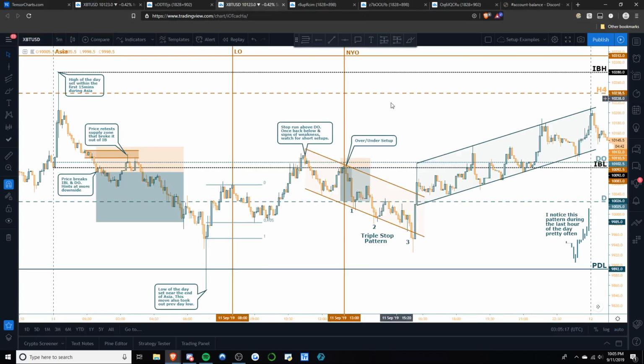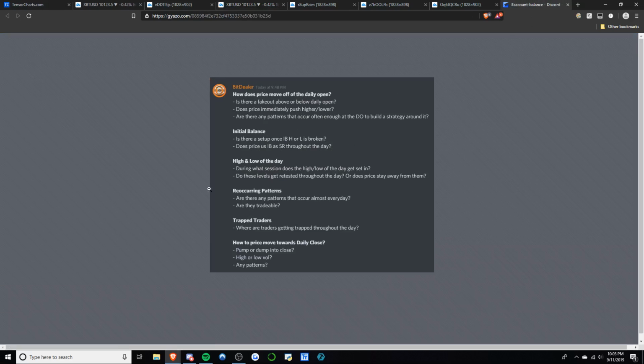So that's pretty much it for the daily session. That's how I pretty much go about it and look for stuff. Here's like the checklist more or less of what you can use.